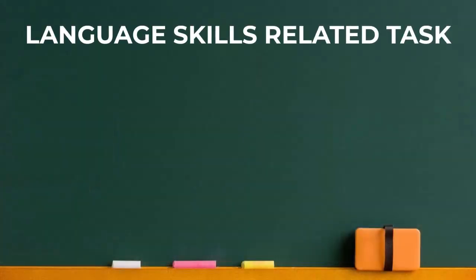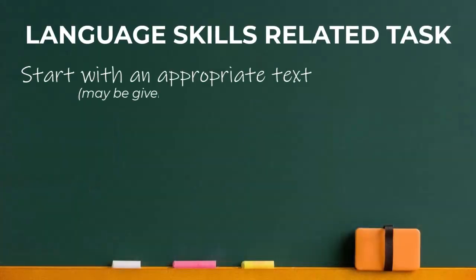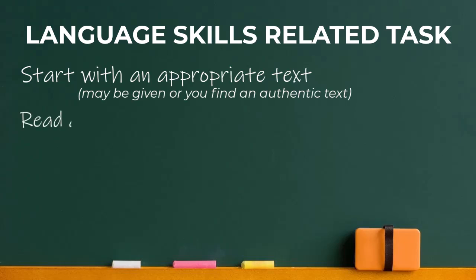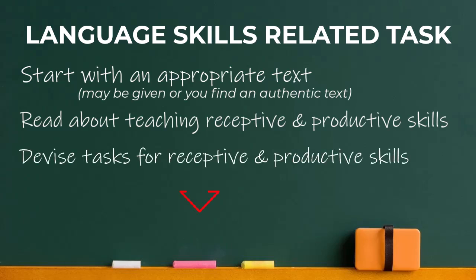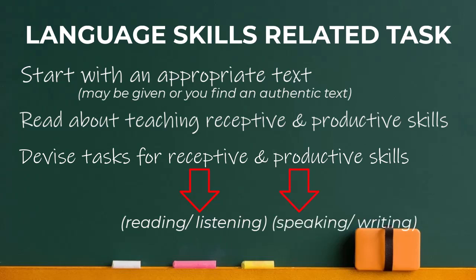You can see a walkthrough of this assignment here, but a brief overview is that you take a text. In some centres they'll give you one, in others they'll ask you to find an authentic text that you like, such as a newspaper article. You have to do some research into receptive and productive skills development and then say why the text is suitable for your learners and devise appropriate tasks for developing receptive skills, that's reading and listening, and productive skills, speaking or writing. Let's look at these things one by one.